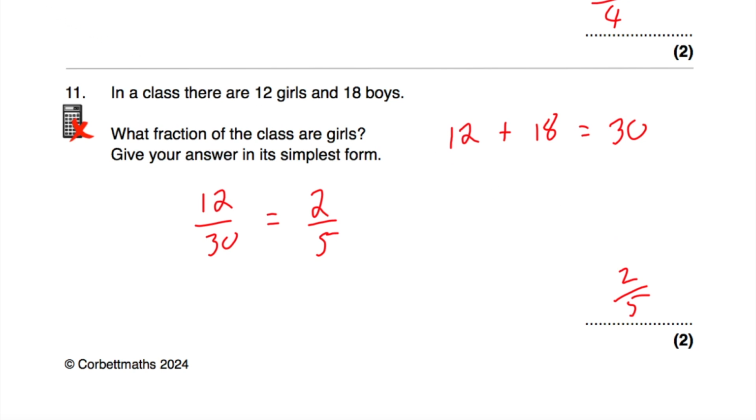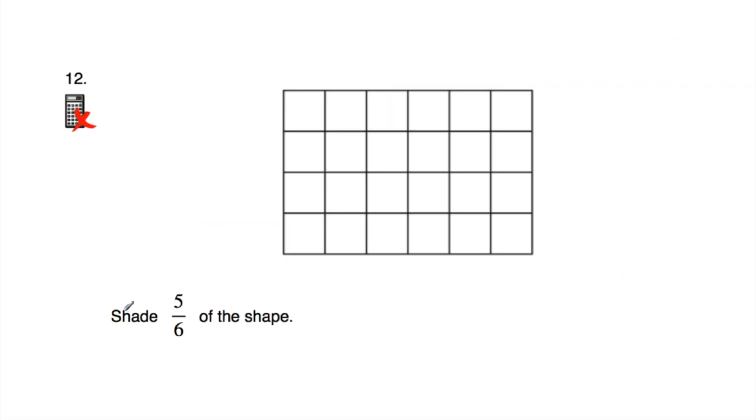Okay, let's look at our next question, question number 12. Question number 12 says shade 5/6 of the shape. So we've got this grid and we need to shade in 5/6 of it. Now in terms of this grid, we can count the number of squares altogether. There are 4 in each column: 4, 8, 12, 16, 20, 24. And we could work out 5/6 of 24. That's one approach, and I'll come back to that in a second.